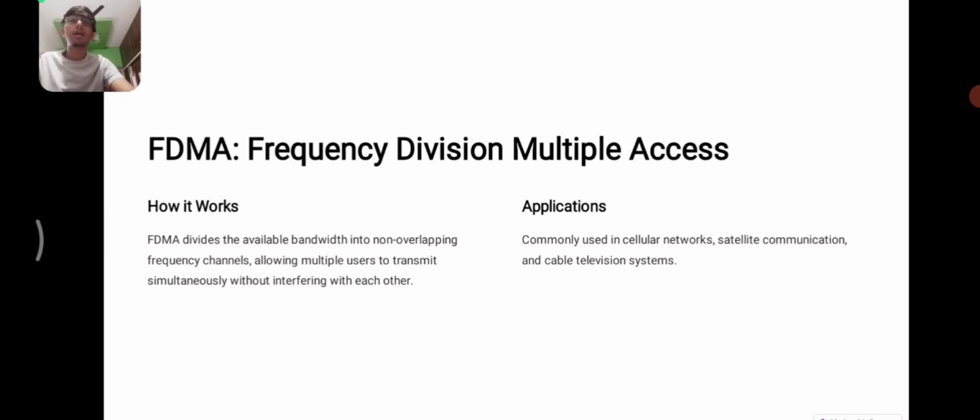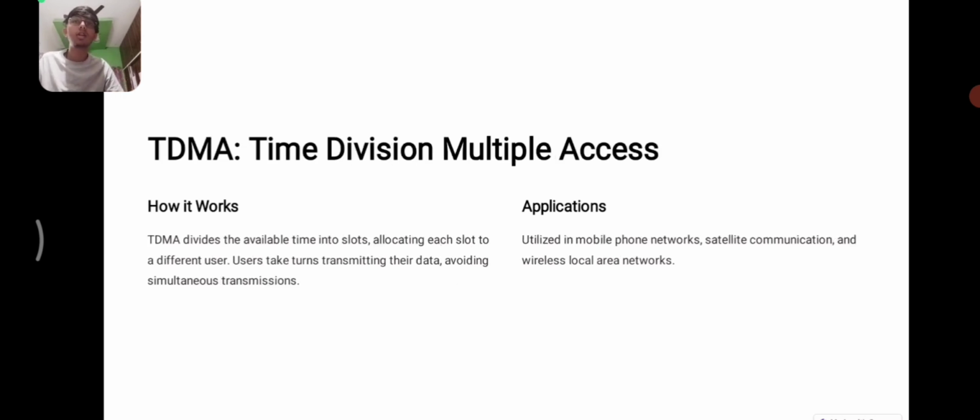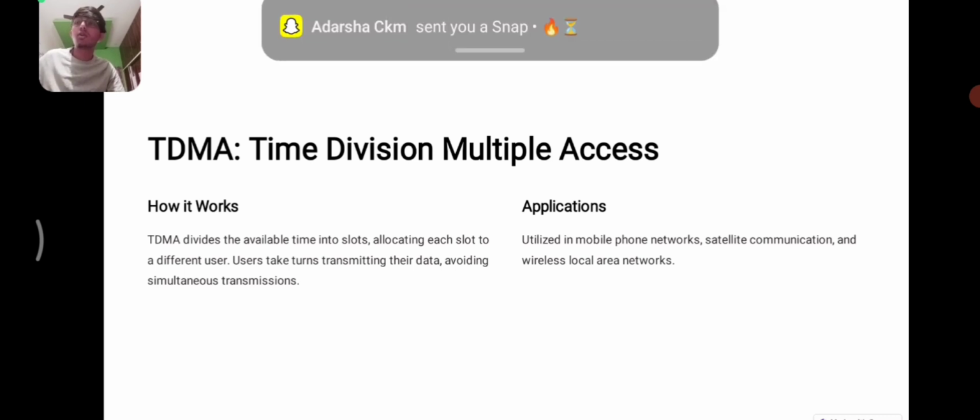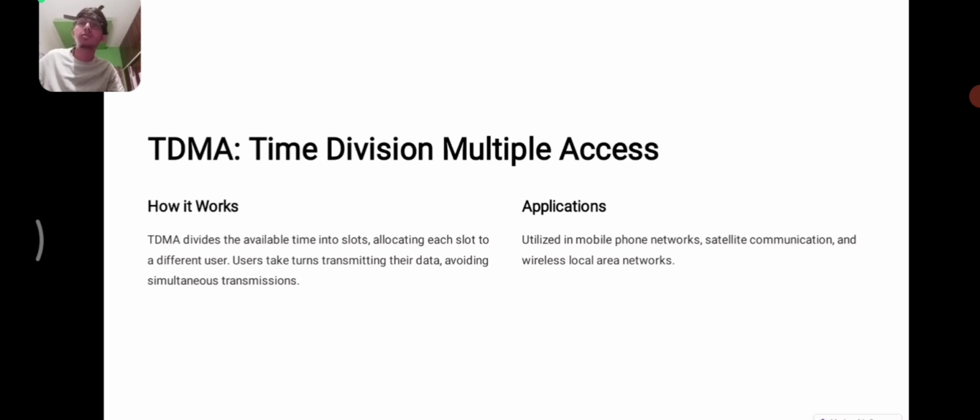Then TDMA. TDMA means time division multiple access. How does it work? Time division multiple access divides the available time into slots, allocating each slot to a different user. Users take turns transmitting their data, avoiding simultaneous transmissions. Applications: utilized in mobile phone networks, satellite communication, and wireless local area networks.